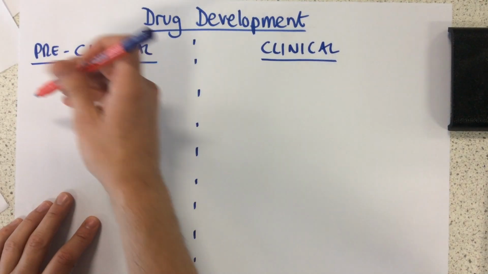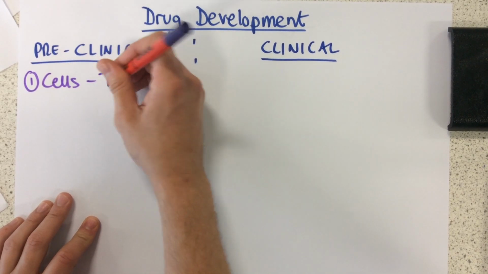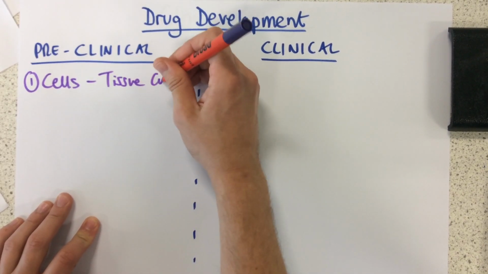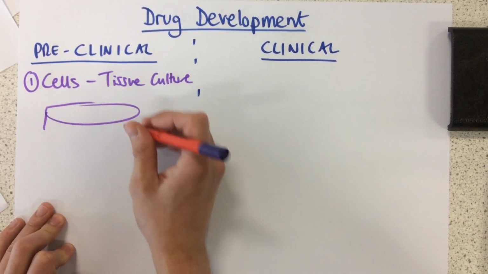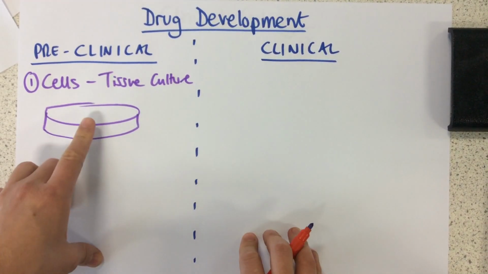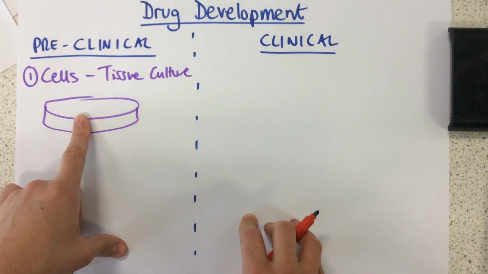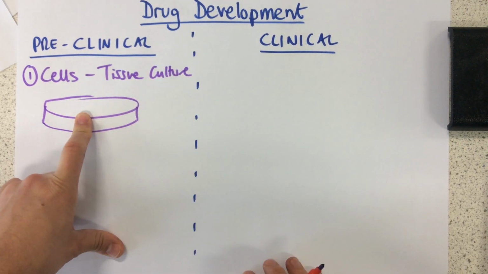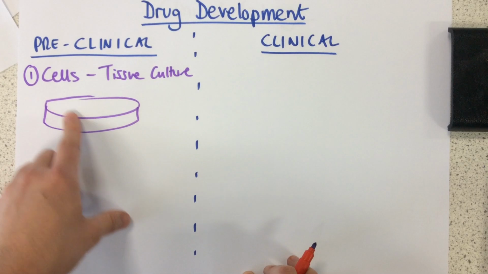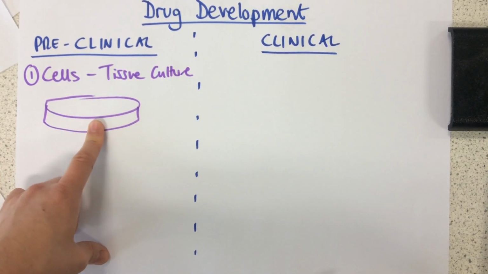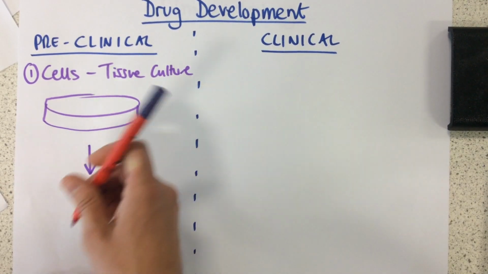So the very first stage of drug development is testing it in cells. So tissue culture in labs. So what you do is you get drugs and you put them onto different cells. So you could get some human cells here and you see if the cells are damaged by the drug, or the cells responding how they should do when this drug is added. So at the moment, no one has been harmed. So on to the second step.